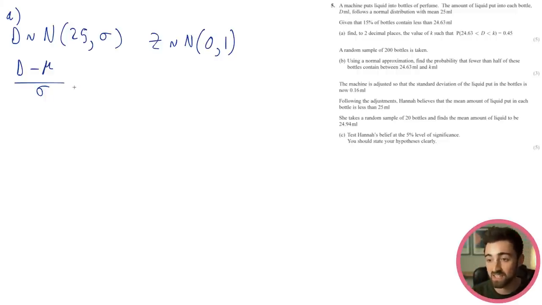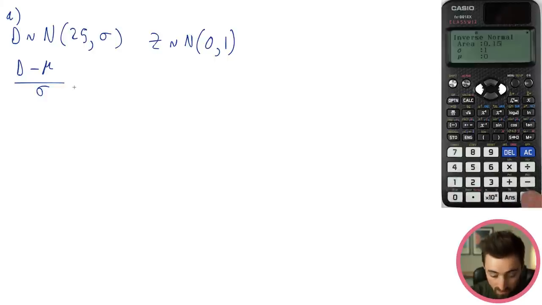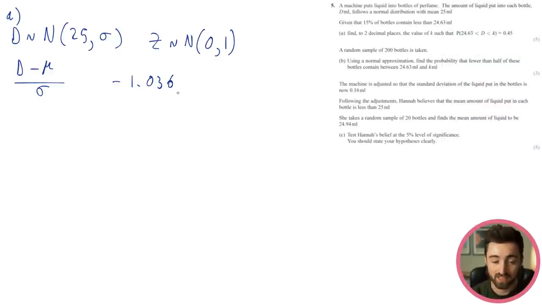This says 15% of bottles contain less than 24.63. What I can do is go to my calculator, again, 7, inverse normal, and now I want to put that 15% in for the area, and that's going to be 0.15. Sigma is 1, and mu is 0. You can see that these are actually the default values on my calculator because this Z is so widely used. So right there, that's going to give me a Z value, as it were. And that is going to give me minus 1.036.